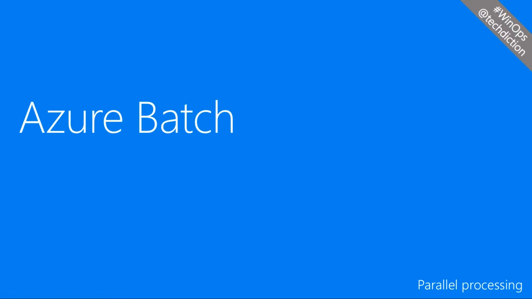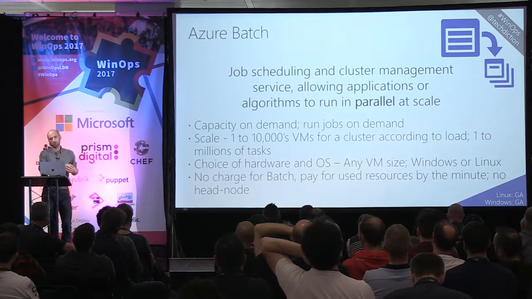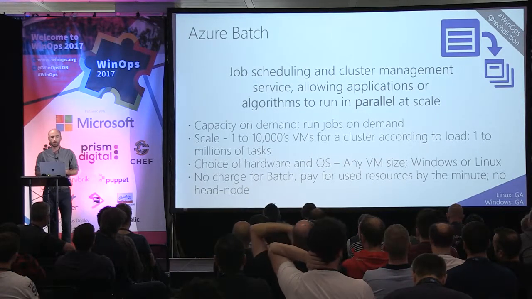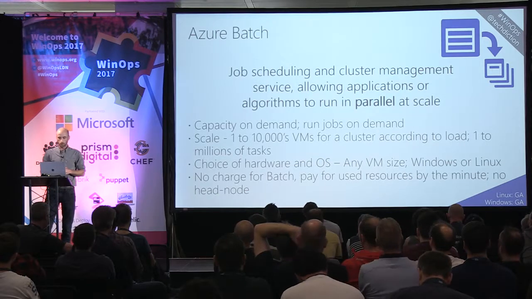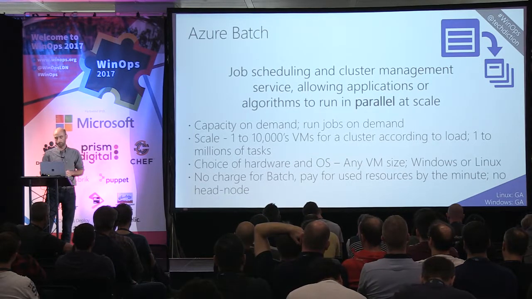Azure Batch. So what Azure Batch is for is parallel processing. So you've got lots of jobs that need to run in parallel. So rather than containers that run 24/7 permanently, it's just jobs. So it's a job scheduling service that manages the cluster to allow applications or algorithms to run in parallel at scale. Customers that use this aren't just deploying 1 or 2 VMs, they're generally deploying hundreds or thousands to do batch processing. Works with Windows or Linux. There's no charge for batch, you just pay for the resources used.